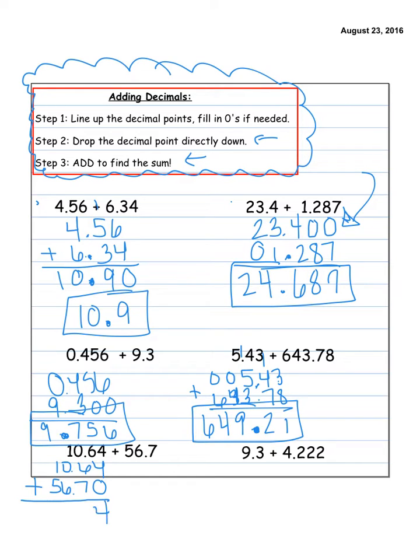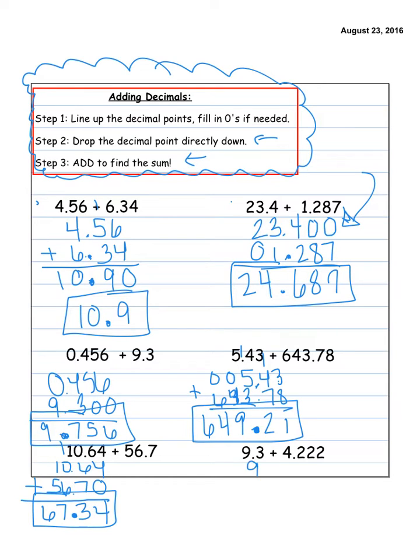So 4 plus 0 is 4. 6 plus 7 is 13. Add that decimal. 6 plus 1 is 7. And then 5 plus 1. So 67 and 34 hundredths, which is close to what we had said.